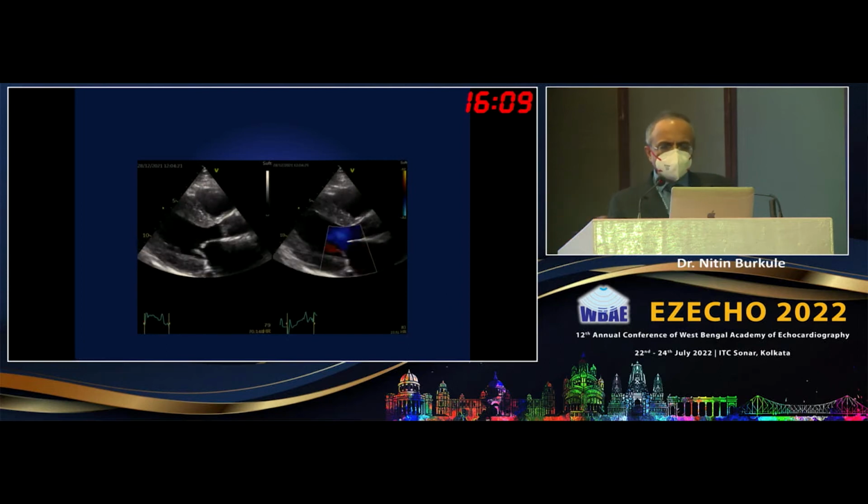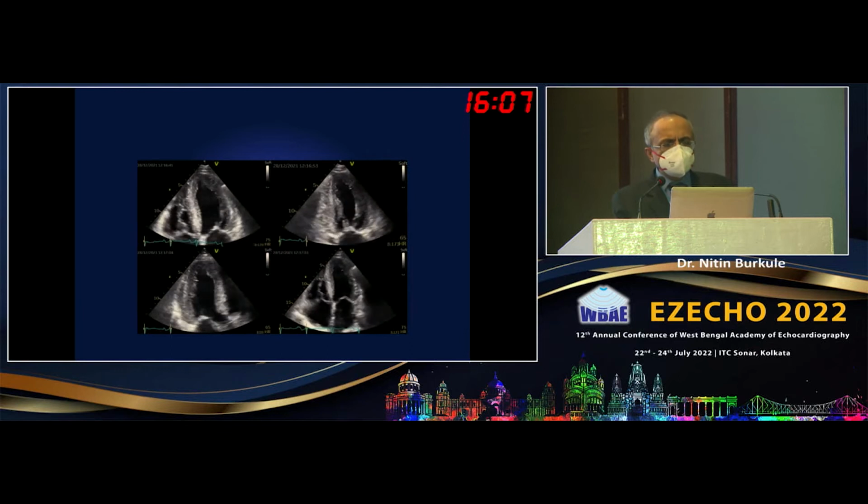So this has to be an infiltration. We see the long axis, and you can see that there is hardly any apical to base motion. There is hardly any longitudinal motion. There is very nice radial motion, but hardly any base to apex contraction. And the same thing is reflected.